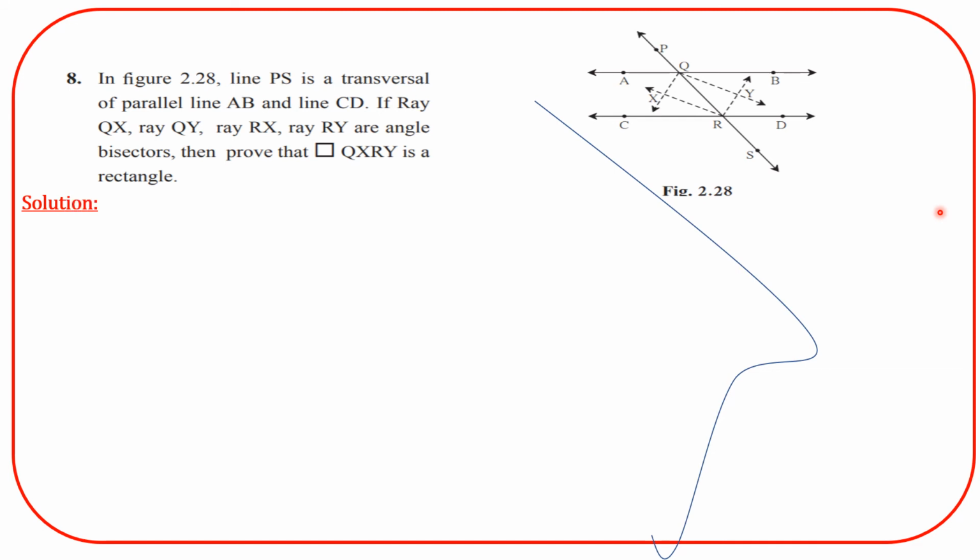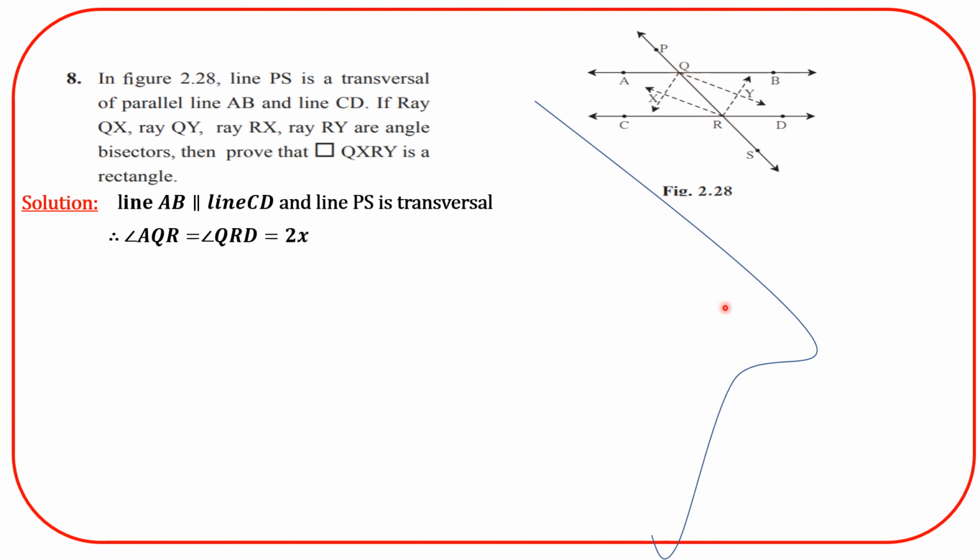Solution. Line AB is parallel to line CD and line PS is a transversal. This is the given part. Therefore, angle AQR is equal to angle QRD. This complete angle is equal to QRD. We take this as 2x. This is statement number 1, alternate angle theorem.